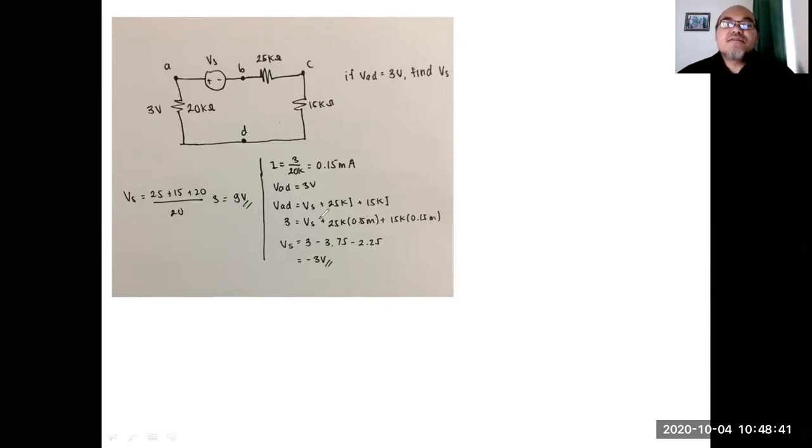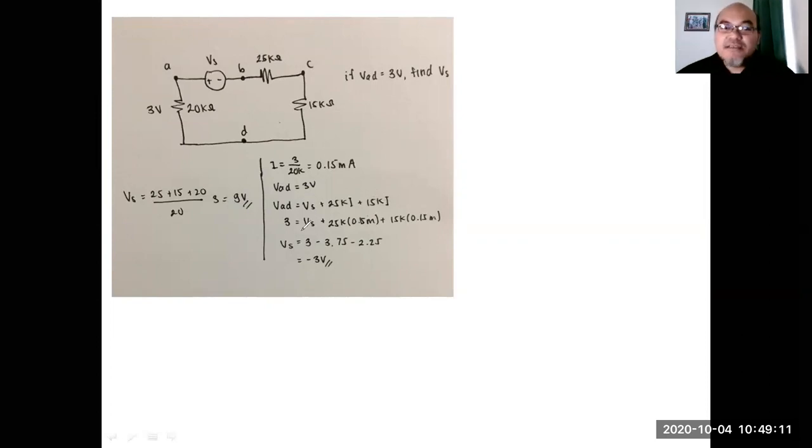Then 3 equals Vs plus 25K multiplied by 0.15 milliampere, plus 15K multiplied by 0.15 milliampere. So then she obtained Vs equals minus 3.7 plus minus 2.25 equals minus 3 volt. Now how come the value is not the same? What is forgotten by your friend here is the passive sign convention.